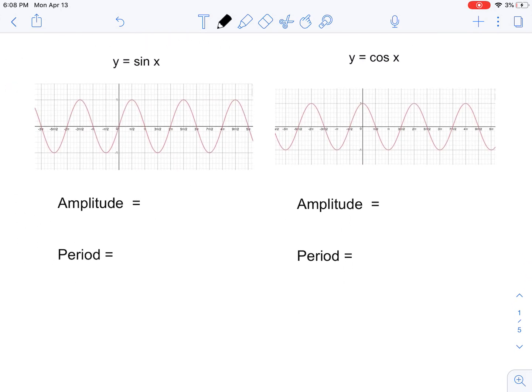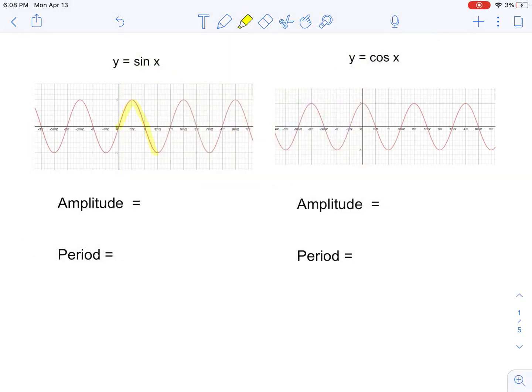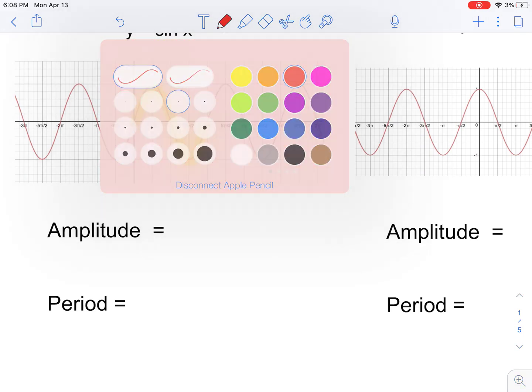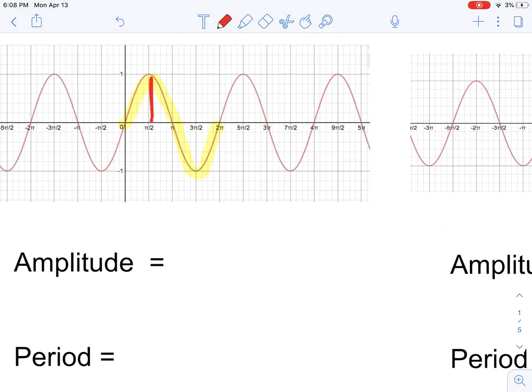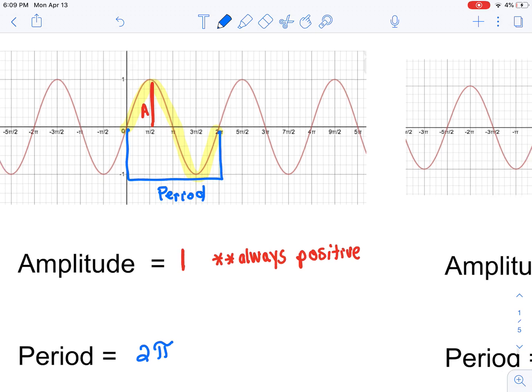If I look at the amplitude and period of our parent graphs, just quickly, we can see here is 1 cycle. We have an amplitude of 1, so we're always positive. And we have a period here. It starts at 0, it ends at 2 pi. So we have a period of 2 pi. This is for our parent function.